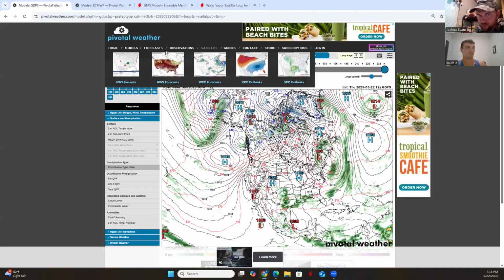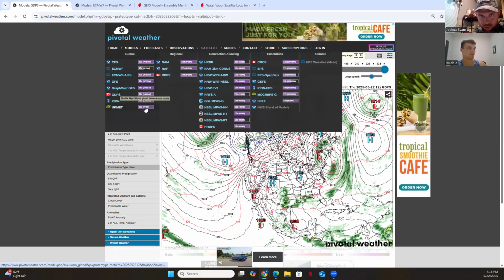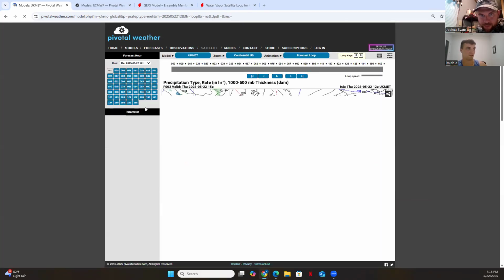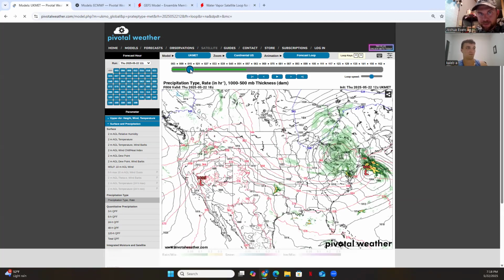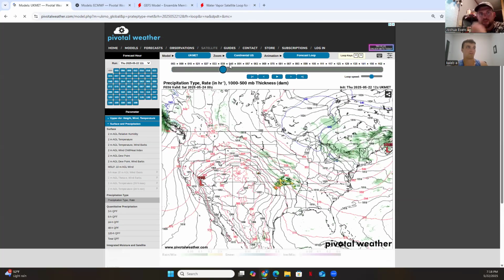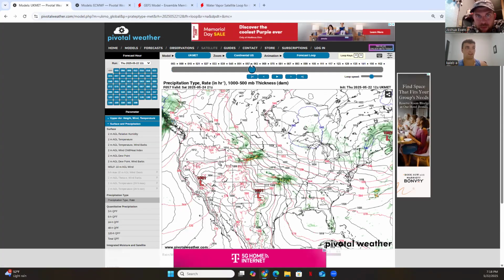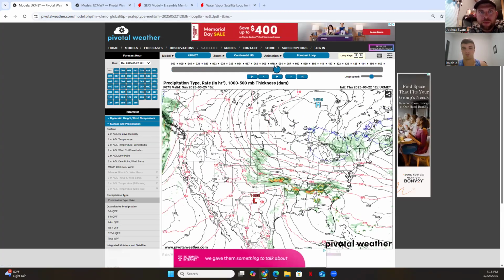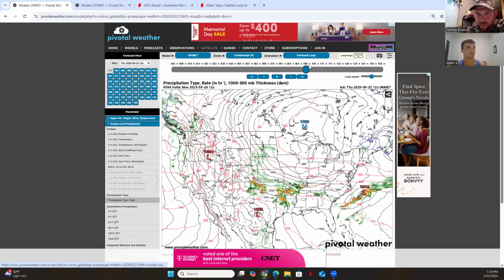No, the Canadian model is kind of rough. Now the UK Met did good with Debbie last year, but that was like its one win. It did pretty good with the placement of Debbie, about 75-ish hours away, and it put it near the Big Bend area, which was pretty solid. So yeah, we'll see what this does.